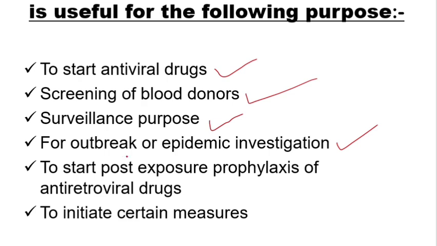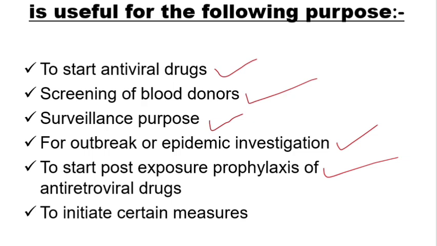the viral infection. And the last part is to start post-exposure prophylaxis of antiretroviral drugs. So if any person unknowingly comes in contact with the infected individual through sexual contact or through splashes of the blood or through needle prick injury or through tattooing, etc., it is very important to start with the post-exposure prophylaxis as soon as possible. So here diagnosis of viral infection plays important role so that essential antiretroviral drugs can be started immediately.